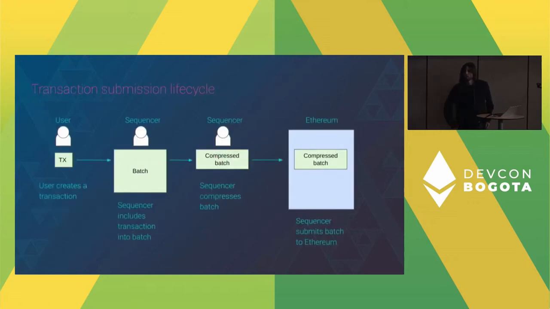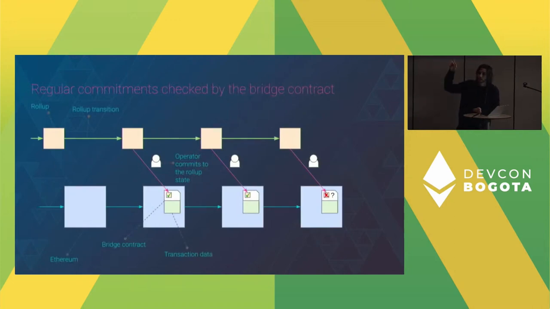So this is a rough life cycle of an L2 transaction. A user would create a transaction, they'd submit it to a sequencer, who would then be collecting these transactions into a batch. When the sequencer has got enough transactions, they'll compress this batch using some standard compression algorithm. In Arbitrum's case, this is Brotli. And then they submit the batch to Ethereum. So this green blob is that batch there.